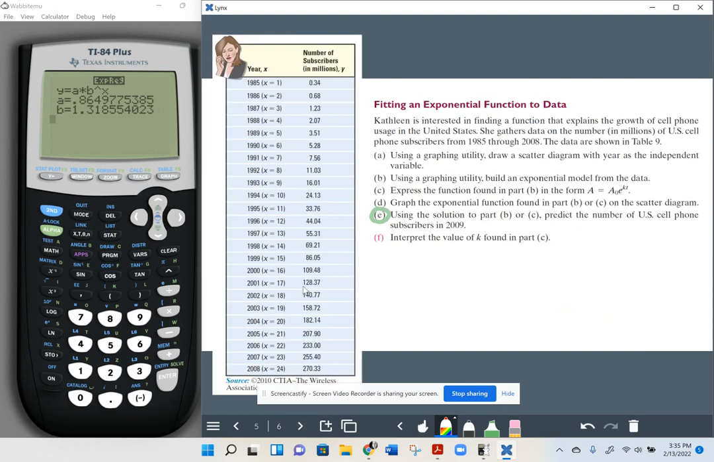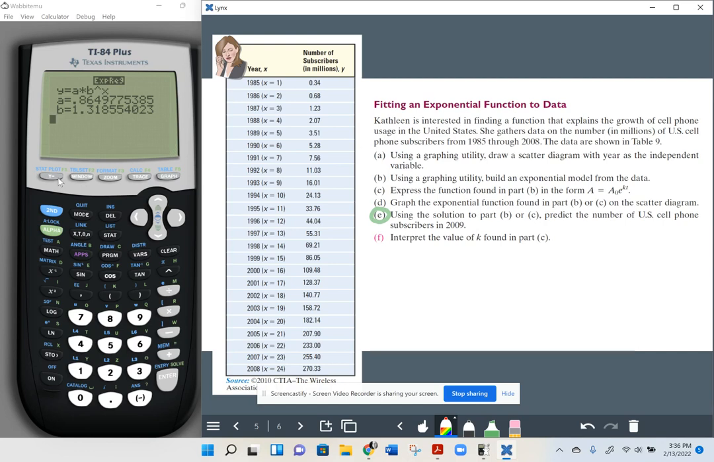So the last thing that we can actually do is we can predict. So Kathleen, goodness bless her, only stopped at 2008. But let's make a prediction. What do we think the cell phone usage could be in 2009, or even today in 2022, which you can tell I'm recording in 2022?